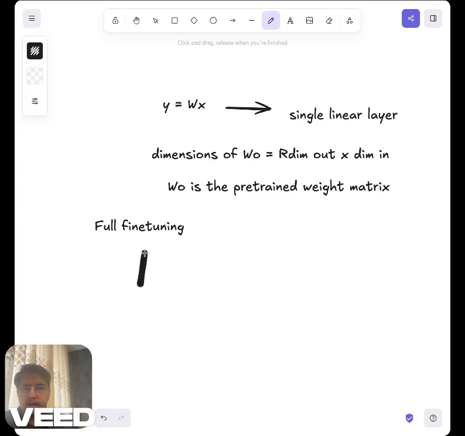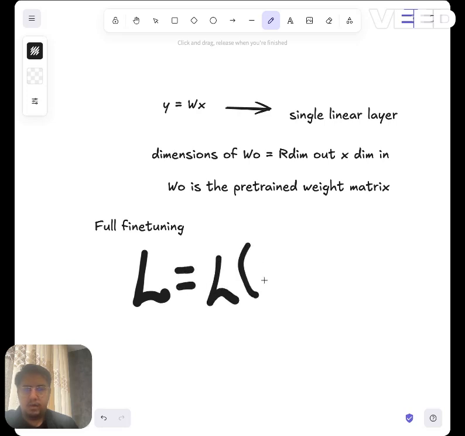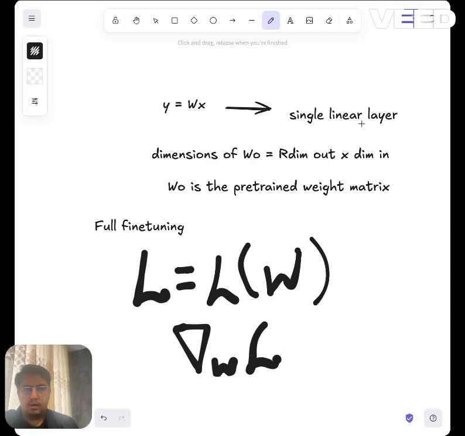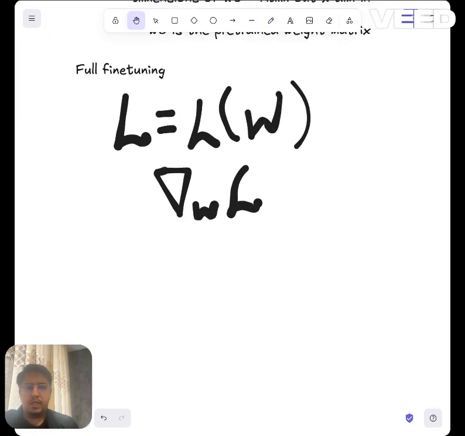Ideally, the loss here would be something of L of W, where the loss would depend on the weight. So basically I could say that delta of W of L, right? So basically the loss depends on W, right?